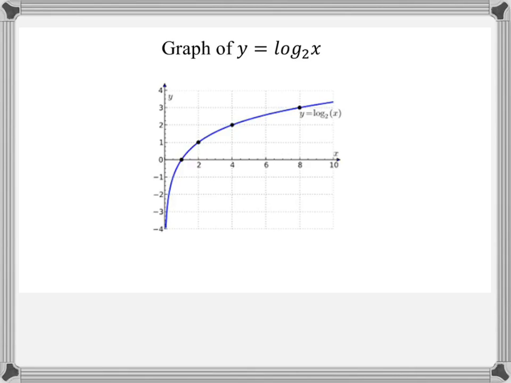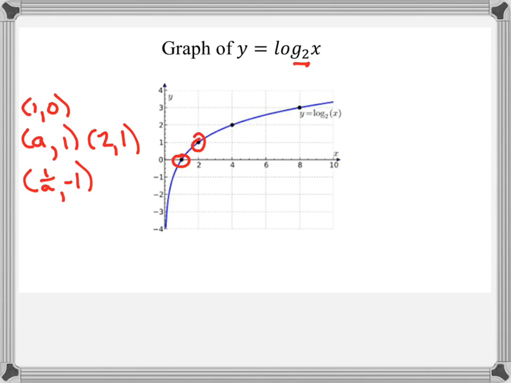Here is a graph of a parent function, so y equals log base 2 of x. On a previous slide, we saw how we would have the point 1, 0, which is right here for the parent function. We would have the point a comma 1. A in this case is 2, so I'd have 2, 1, which is right here. I'd also have 1 over a, negative 1, or 1/2, negative 1, which would be right here.